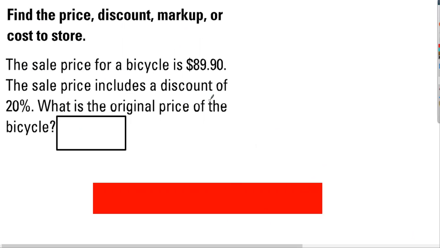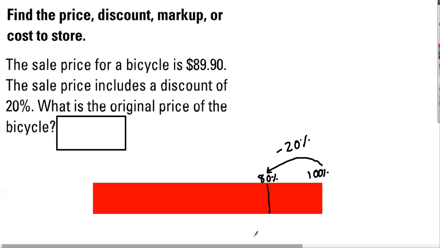The sale price includes a discount of 20%. All right, so the whole thing is 100%. I have a discount of 20%. So I'm taking away 20%. And when I take away 20% of the cost of the item, I'm going to end up paying 80% of something. And I know what I'm paying at the end.